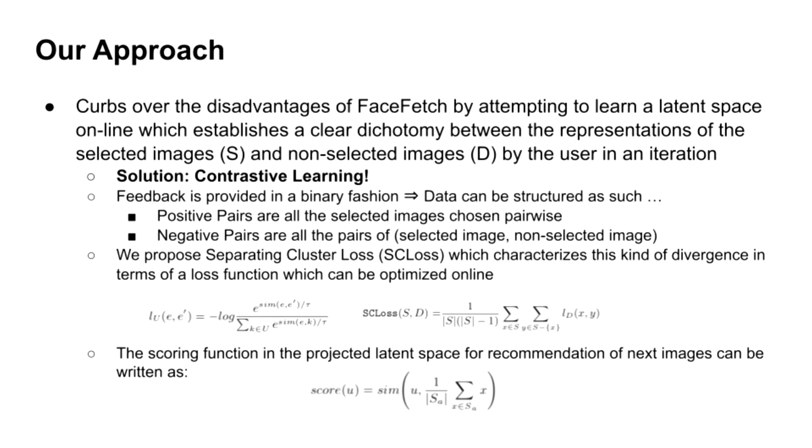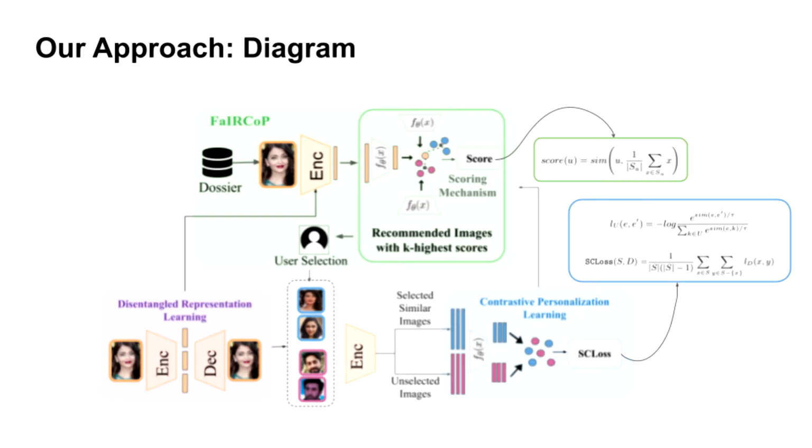Since feedback is provided in a binary fashion, we can simply cluster together the selected images close to each other and make sure that all remaining images are away from each of the selected images. We propose a separating cluster loss which characterizes this kind of divergence in terms of loss functions in a different representation space that can be optimized online. Since we are making changes at the embedding level in the form of clusters, we can simply score the remaining images based on the distance from the center of the cluster in that representation space.